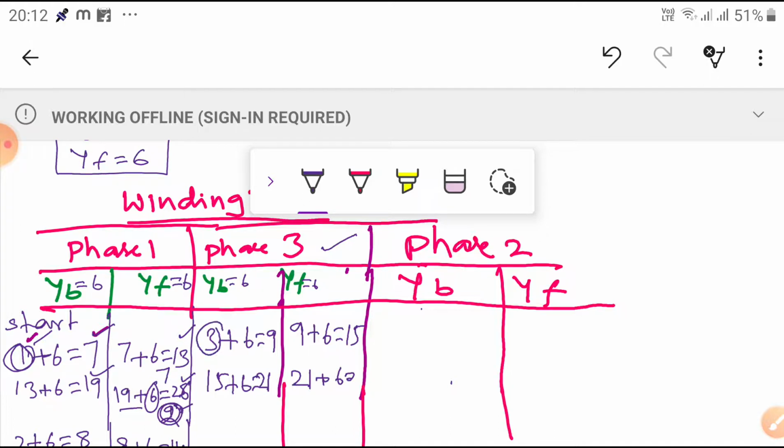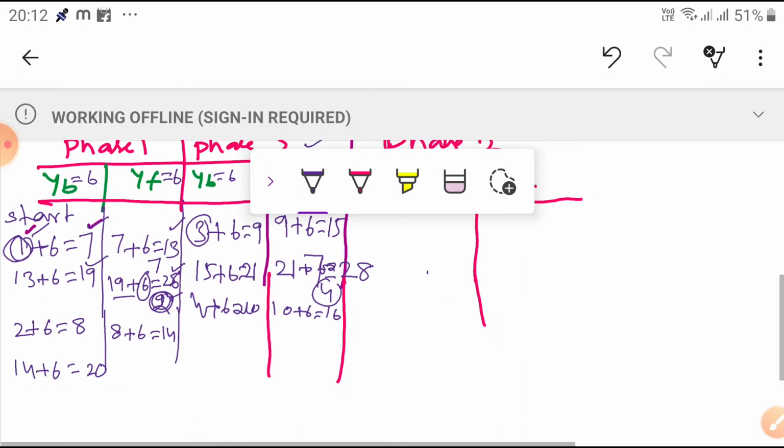So we have to add 1 to the 6. Then we get 21 plus 7, which is 28. 28 is nothing but 4. So you have to start once again at the 4th slot in the first north pole N1. Now as usual, 4 plus 6 is 10, 10 plus 6 is 16, and 16 plus 6 is equal to 22. So 22 is the final.